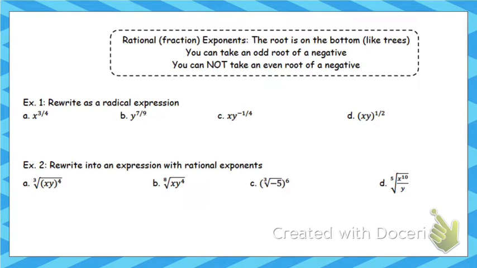All right, so what we're going to do is we're going to rewrite these expressions. So x to the 3/4, like we said, the bottom number is the root that you're taking. The top number is the exponent. So this is the fourth root of x to the third. Now you can write it like that, or you could write it as the fourth root of x, to the third. The order that you do those in won't matter.